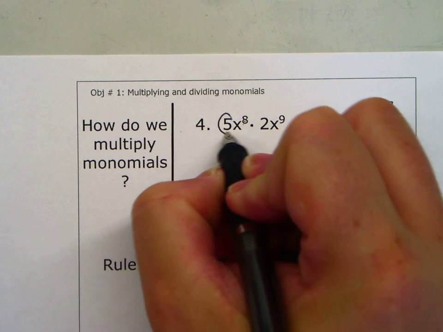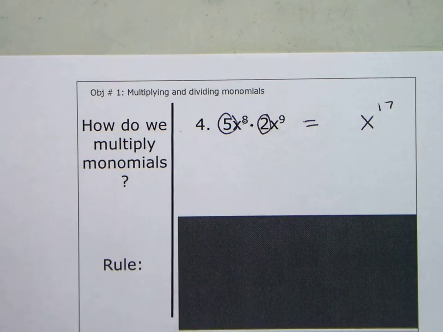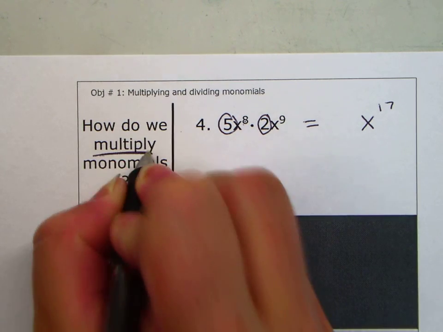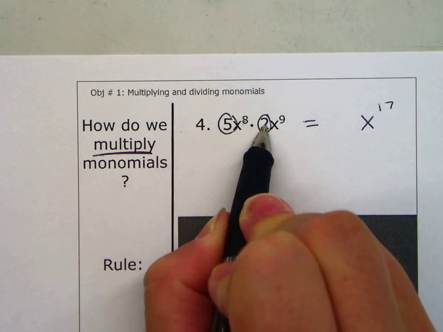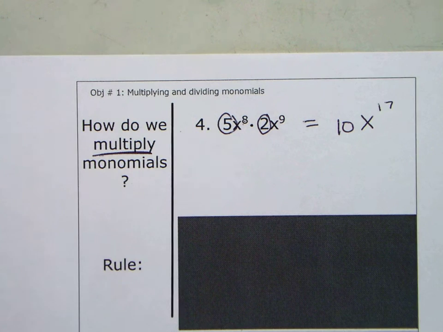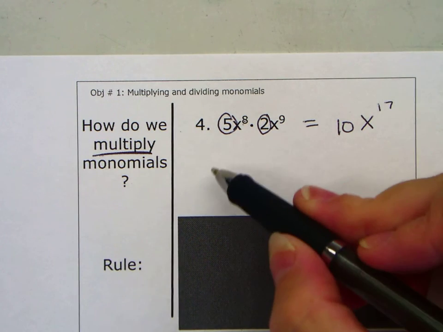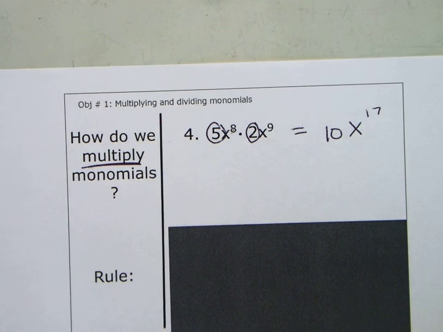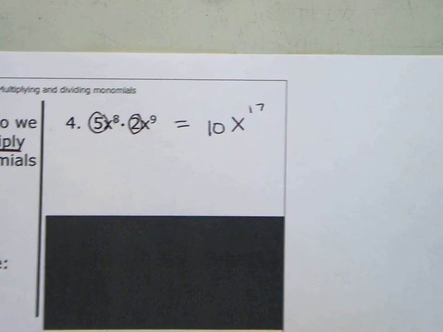Now, what do you think we're going to do with the 5 and the 2, though? What's happening to these monomials? What are we doing to them? We are multiplying them. 5 times 2 is 10. Okay? So what do we do to the coefficients? We just multiply them. Okay? So here's the rule. I'm going to write it on the side since I have that big box there.